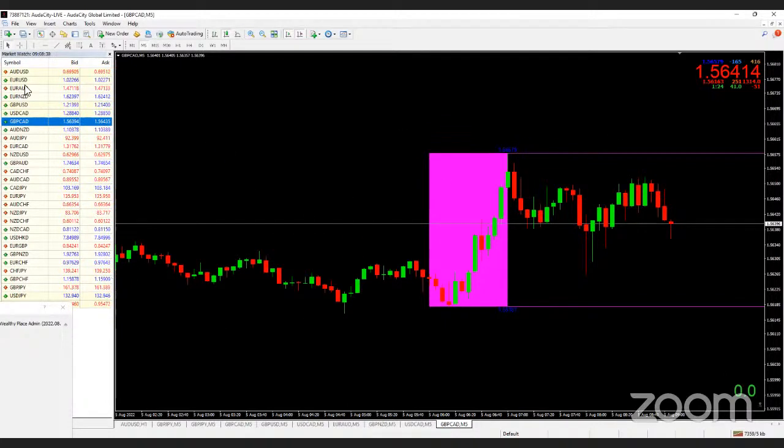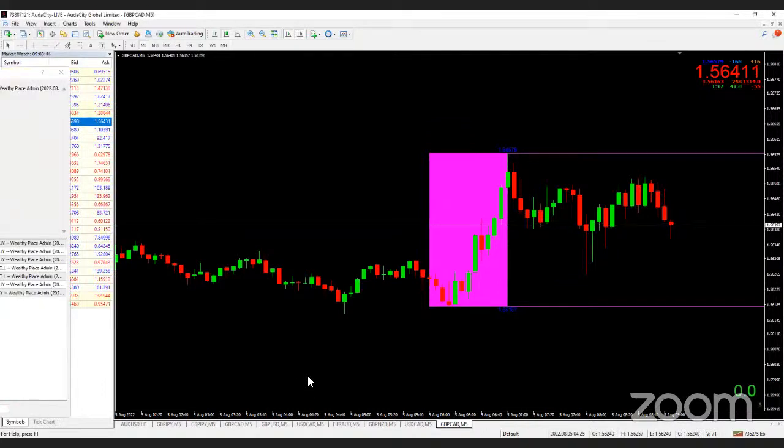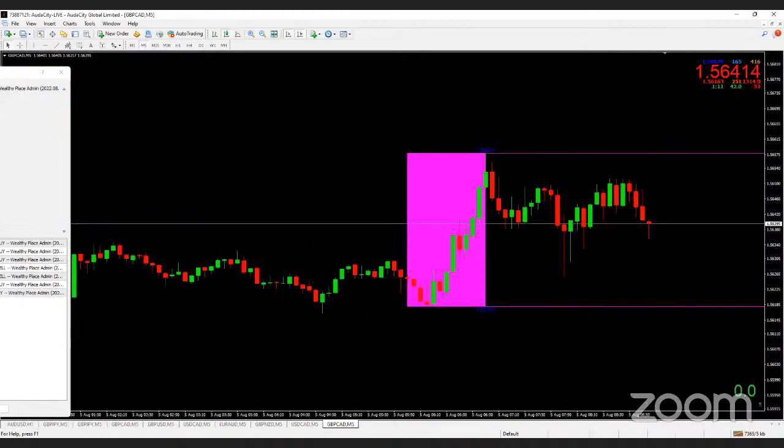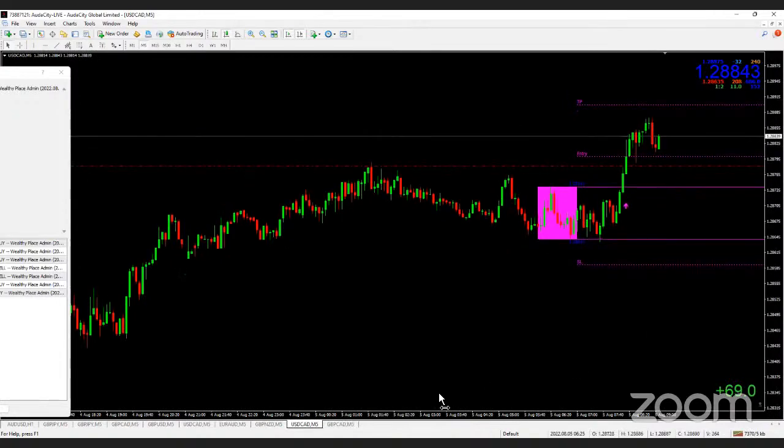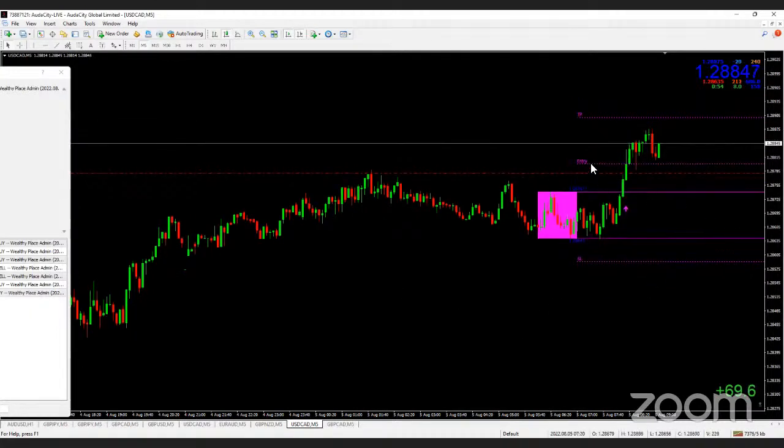Okay, so let's now go back to what we were explaining. Okay, so this is a trade that has been given, going back to the pairs I recommended. So this is one of them. You can see USD Canadian dollar. It's already given a trade for today.